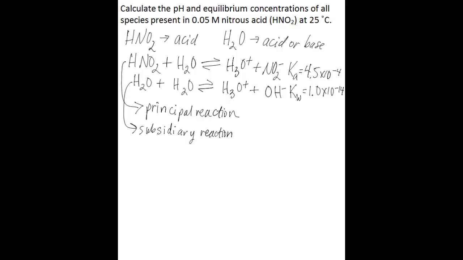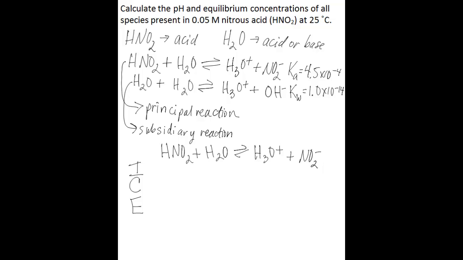So the principal reaction, as I already mentioned, will be the reaction that heads the ice table. So let's draw the ice table. We have our principal reaction at the top. And then we have our three rows where I is the initial concentrations of all the species, C is the change in those concentrations as the reaction approaches equilibrium, and E is the concentration of those species at equilibrium.